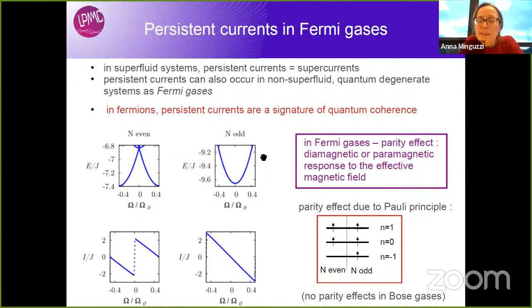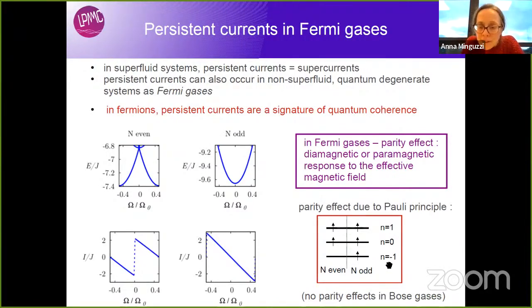In Fermi gases, there is one effect that is not found in Bose gases, called the parity effect. If I calculate the persistent current for an odd number of fermions, I get this type of picture. The energy as a function of omega has a minimum at omega equals zero. However, if I take an even number of fermions, I see that there is a maximum, not a minimum, at zero flux. And in fact, this is the difference between diamagnetic or paramagnetic response to an effective magnetic field.